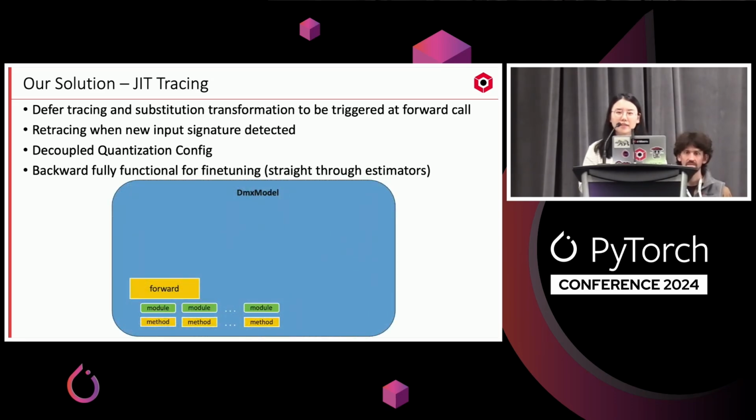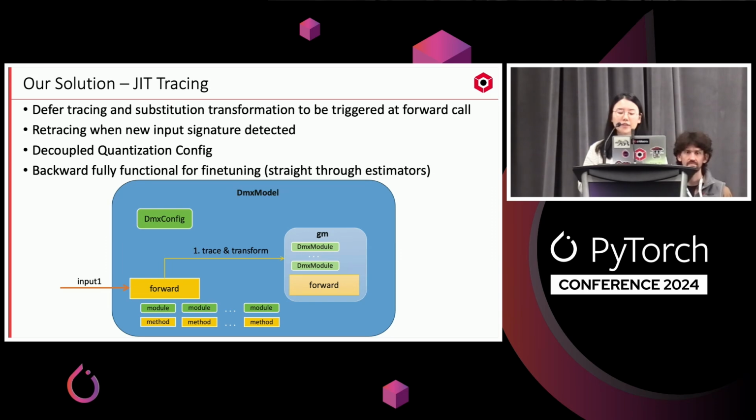Let's dive deeper into the process. First, we create a DMX model. At this point, no graph module exists yet. The DMX model closely resembles the original model, except that the forward function is refactored to handle JIT tracing. And next, we specify the DMX quantization configuration rules. So when input is passed in, since no graph module exists yet, tracing and transformation will be triggered, and the DMX configuration rules applied, and the input tensor will be passed through the forward function of the graph module.